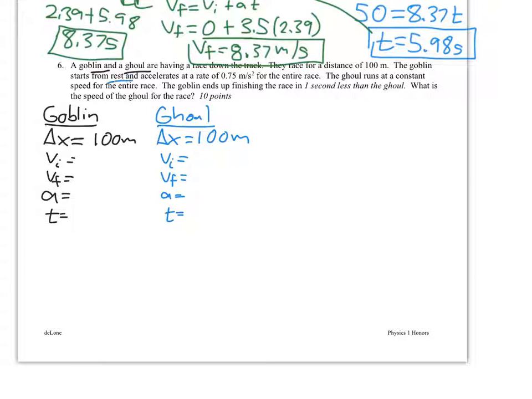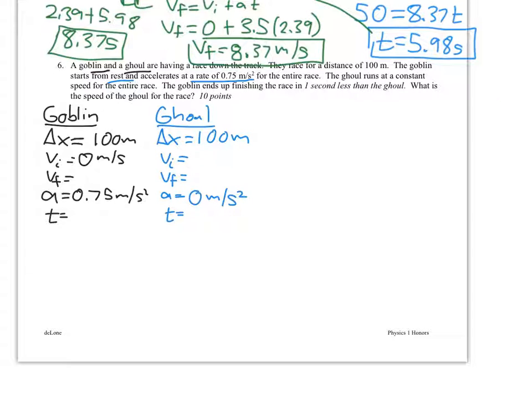The goblin starts from rest and accelerates at this rate here. That tells us that for the goblin, the initial velocity is going to be 0, and our acceleration is going to be 0.75 meters per second squared. The ghoul, on the other hand, runs at a constant speed the entire time, which means that for the ghoul, the acceleration is going to be 0. We don't know what that speed is yet, but we do know that it is a constant speed.